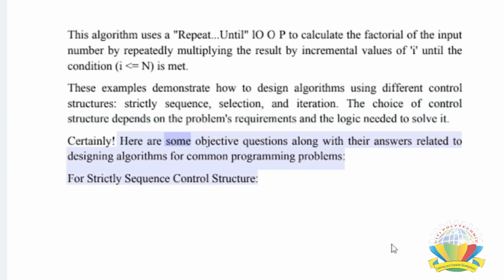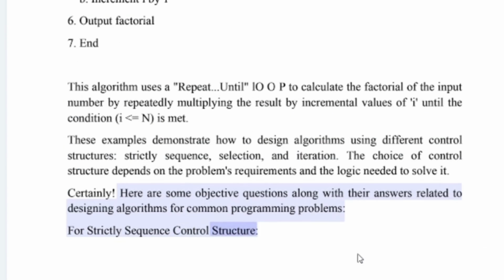Certainly, here are some objective questions along with their answers related to designing algorithms for common programming problems. For strictly sequence control structure. General Objectives 4.0.